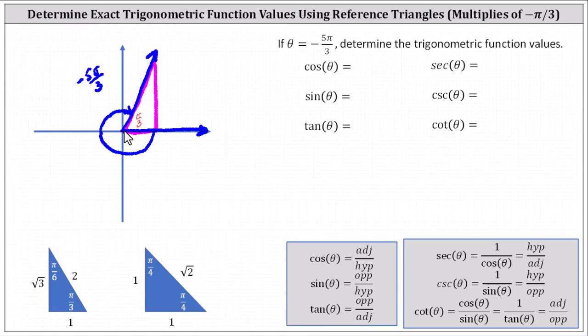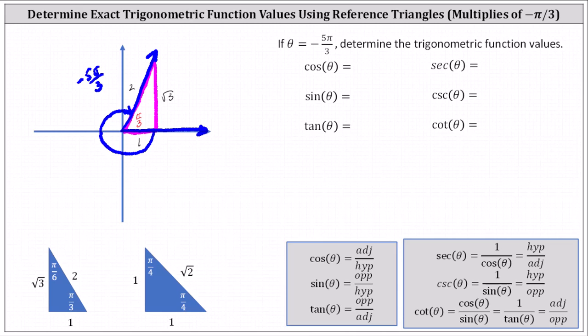Remember, pi divided by 3 equals 60 degrees. We have a 30, 60, 90 reference triangle, and because we are in the first quadrant where both x and y are positive, we can label the short horizontal leg 1, the longer vertical leg square root 3, and the hypotenuse 2. And now I can use this reference triangle to determine the 6 trigonometric function values.